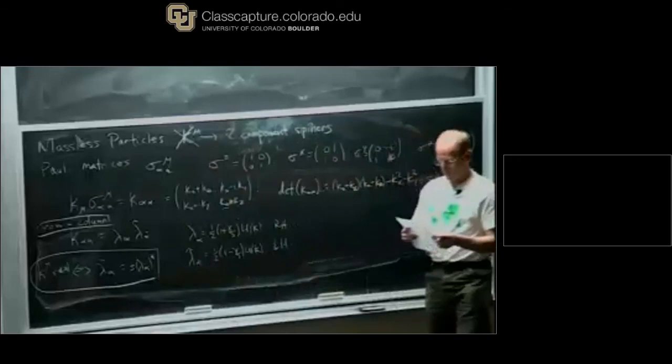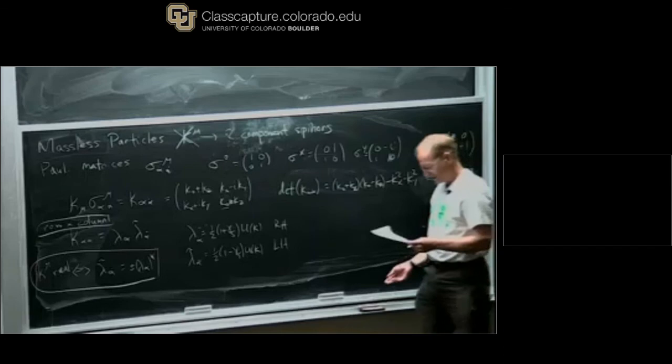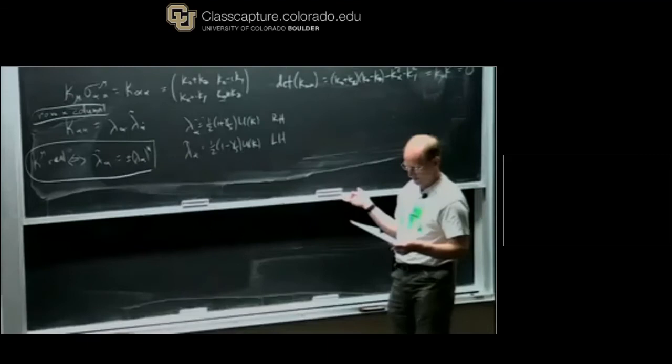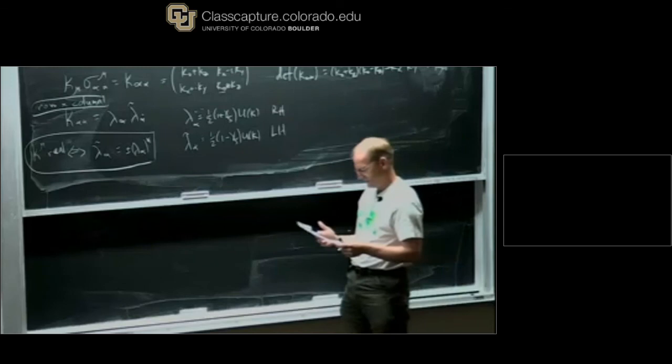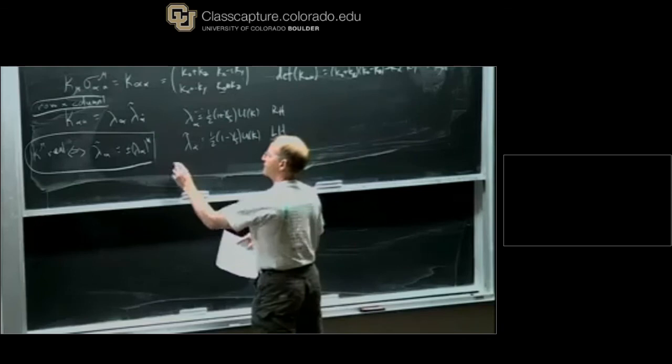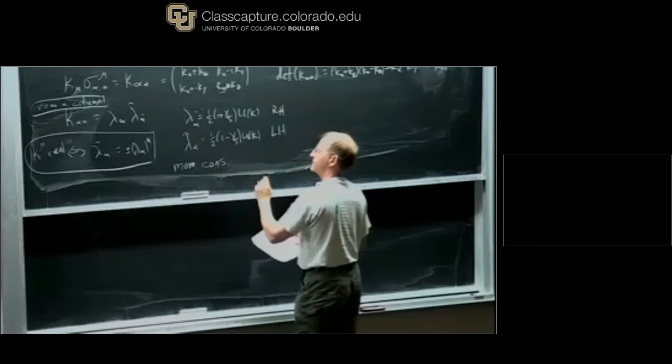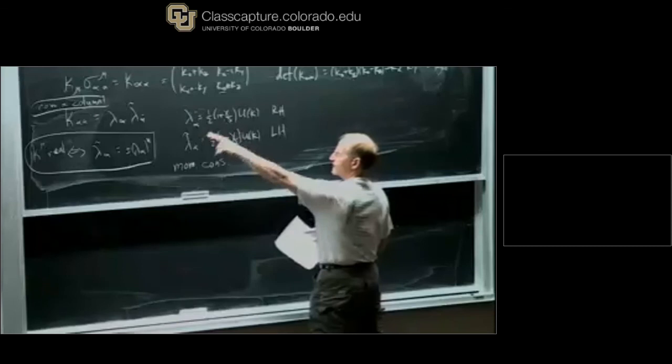Okay, so we're going to use the lambdas and the lambda tildes for the most part instead of the k's, because everything is much more simplified in terms of them. So, for example, momentum conservation. The sum of all the momenta is zero. We can contract that sum with the sigma matrices, rewrite it as k alpha alpha dot, and factorize it.